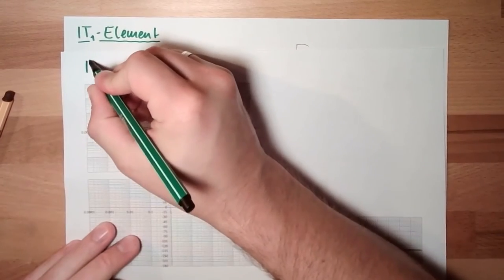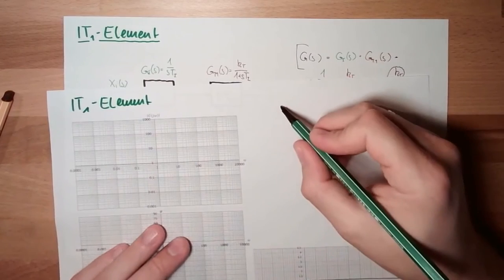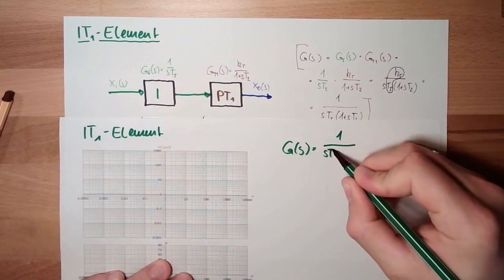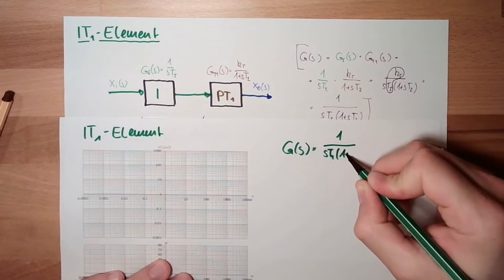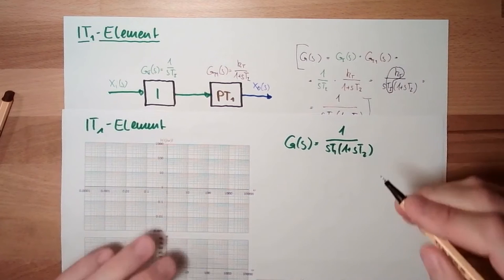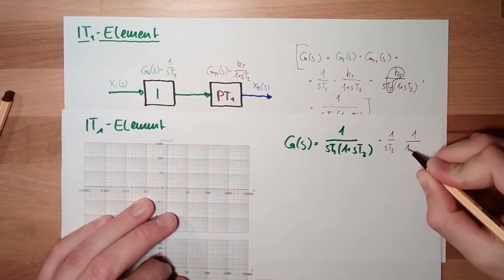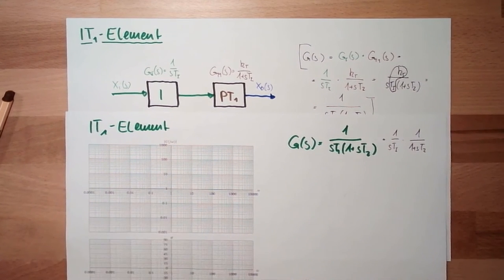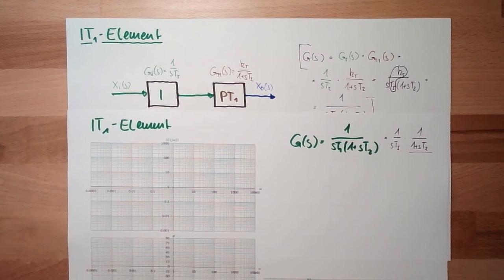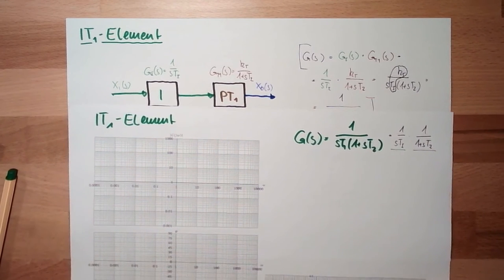Okay? IT1 element. G from S is 1 divided by STI times 1 plus ST2. Okay? So basically what we have here is 1 divided by STI multiplied by 1 divided by 1 plus ST2. This is a PT1 element here with K1. And this here is an I element, yeah, with TI. Okay.